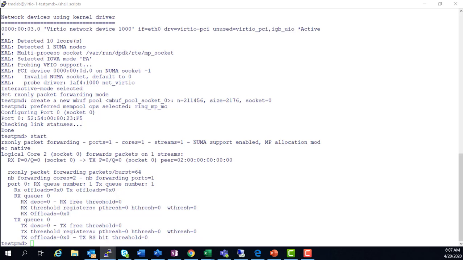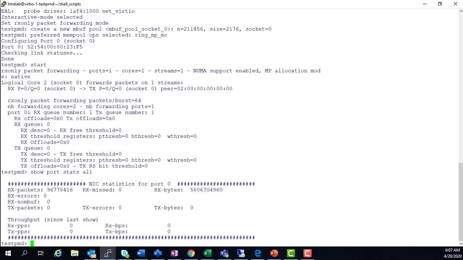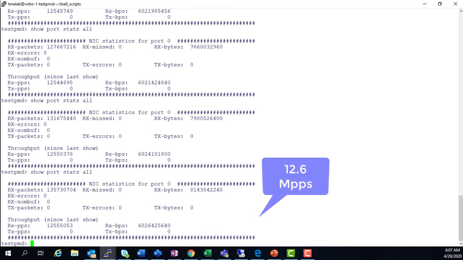We go ahead and start traffic from our traffic generator, in this case package.n. With traffic now flowing, we go ahead and show the amount of throughput that is available on the VM. In this case, we observe approximately 12.6 million packets per second for throughput.